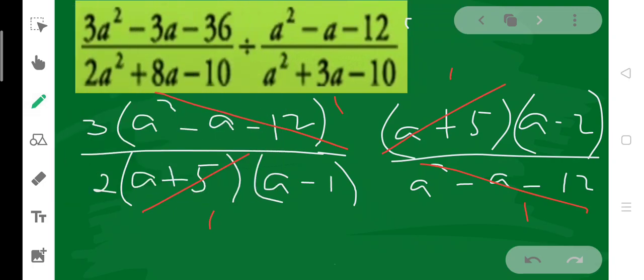So, we can have the simplified form. 3 times 1 times 1 times a minus 2. And then for the denominator, we have 2 times 1 times a minus 1 times 1. So, we have 3 times a minus 2 over 2 times a minus 1. Okay, so this is our final answer.